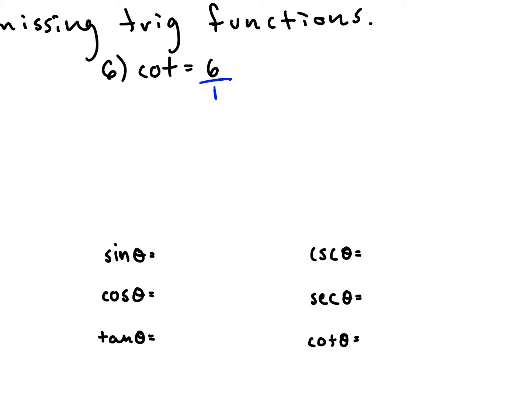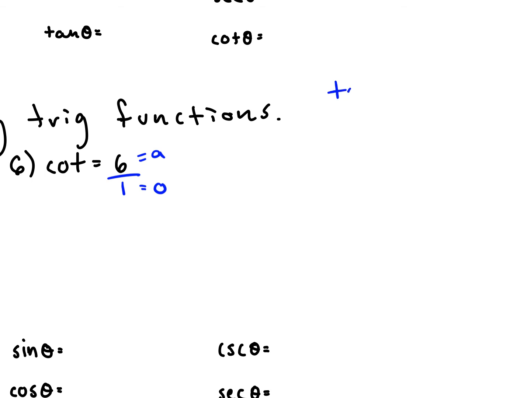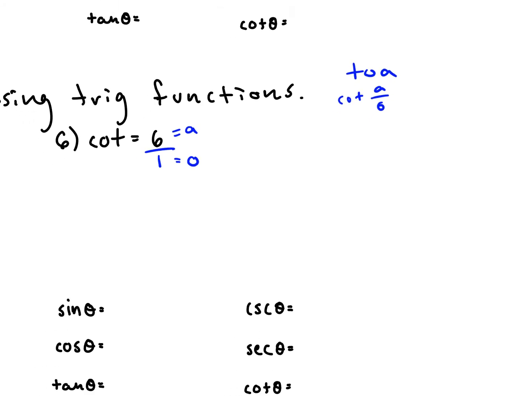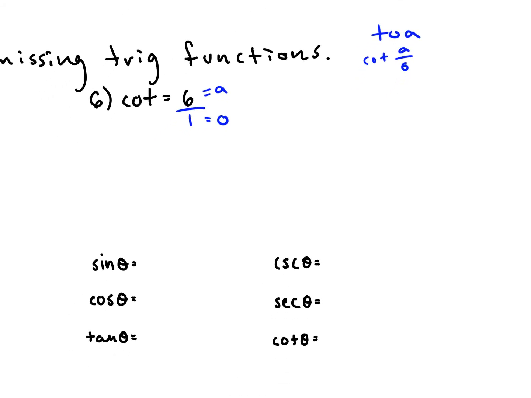And what is cotangent in terms of opposite, adjacent, hypotenuse? Adjacent over opposite. Awesome. Because we know that tangent is TOA, that would mean cotangent is the reciprocal, so adjacent over opposite. So our adjacent is 6, our opposite is 1. If I have my triangle here, let's say this is theta. Opposite is 1, adjacent 6.